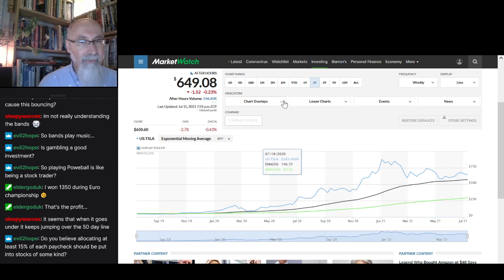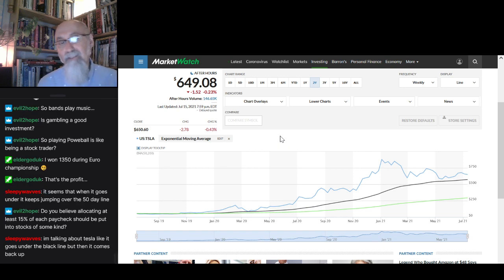Do you believe allocating at least 15% of each paycheck should be put into stocks of some kind? No, I don't think they should be put into stocks only. I think you should take 15% and invest it somewhere. I don't agree that it should go into the stock market.